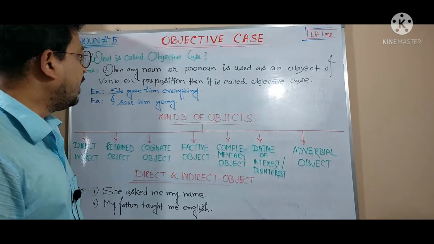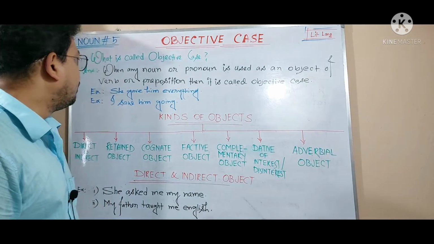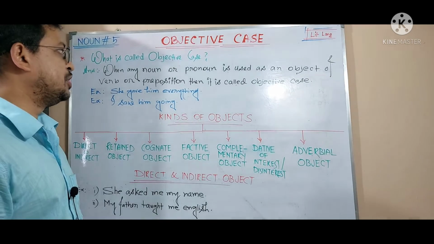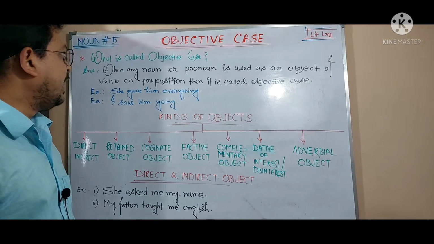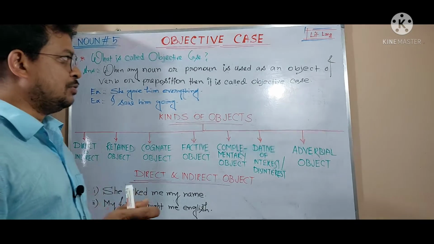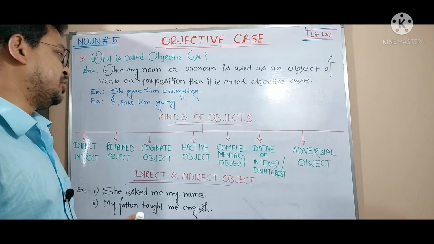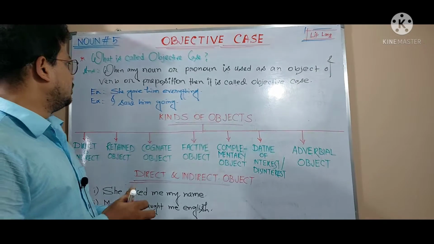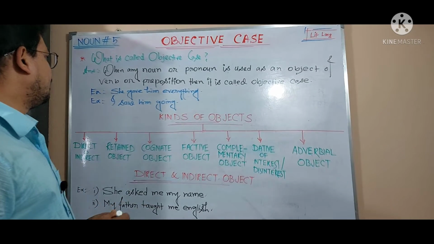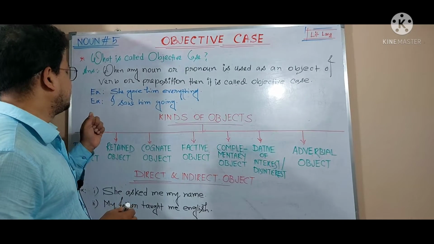At first you have to know what is called the objective case. It is written that when any noun or pronoun is used as an object of a verb or preposition, then it is called the objective case. So what is the meaning of that? When any noun or pronoun is used as an object of a verb or preposition, it is called the objective case. We will clarify it with two examples.